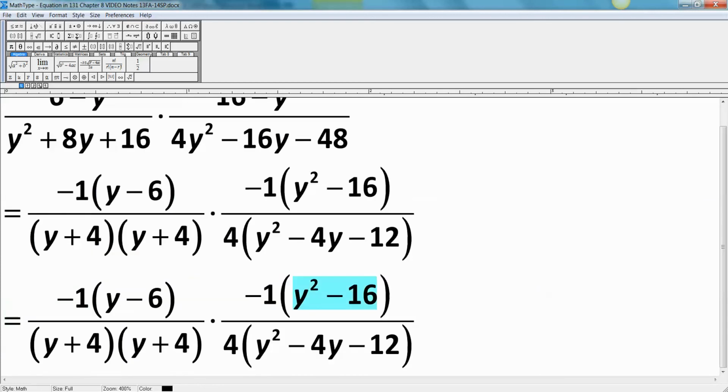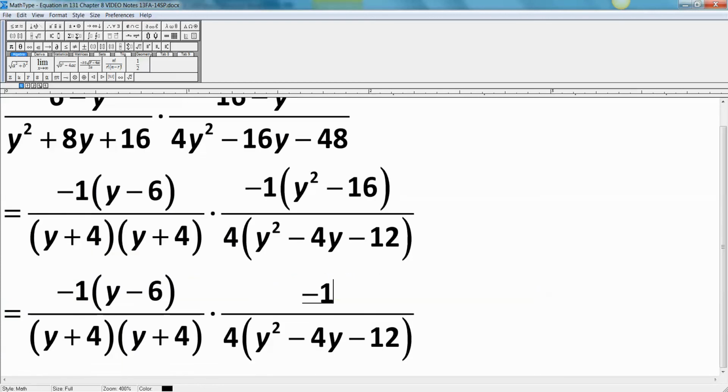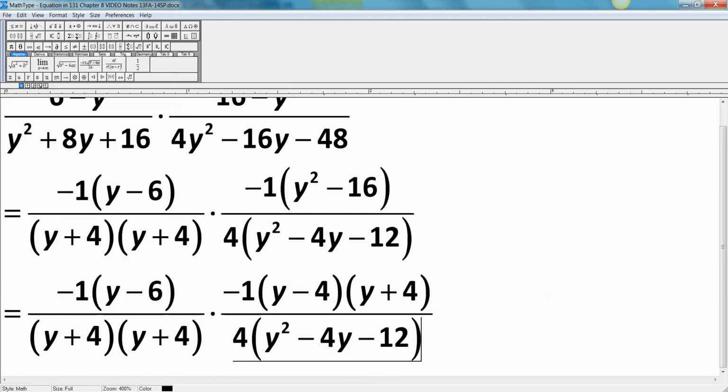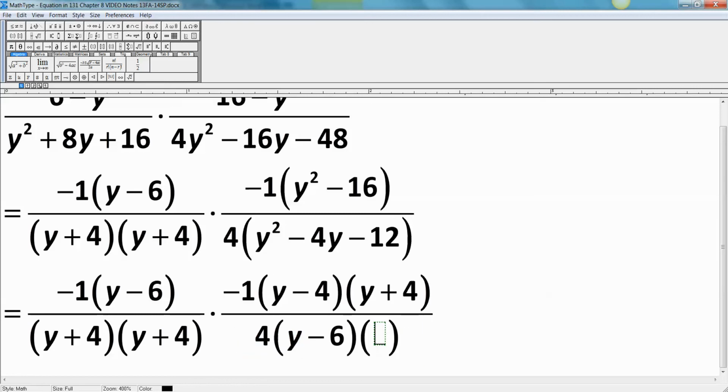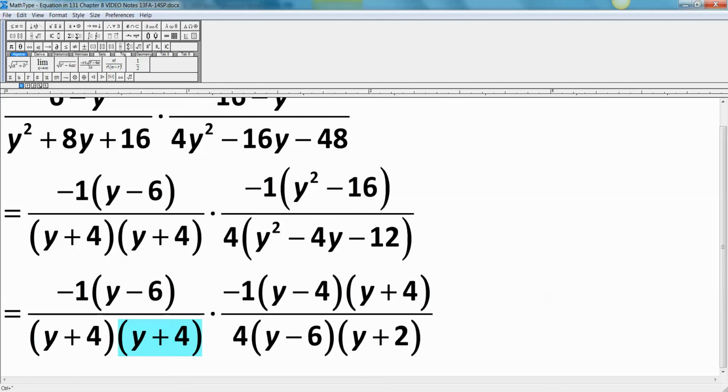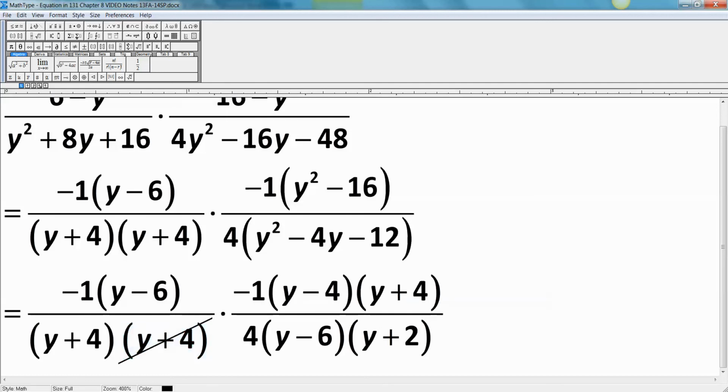Okay, this one is difference of squares, right? So that's y minus 4, y plus 4. And this one is 6 and 2. So you've got y minus 6 and y plus 2. That'll work, right? Because they'll multiply to negative 12, but they'll add up to negative 4 for my outers plus inners term. All right, now I'm going to reduce everything I can. So this goes with this one.